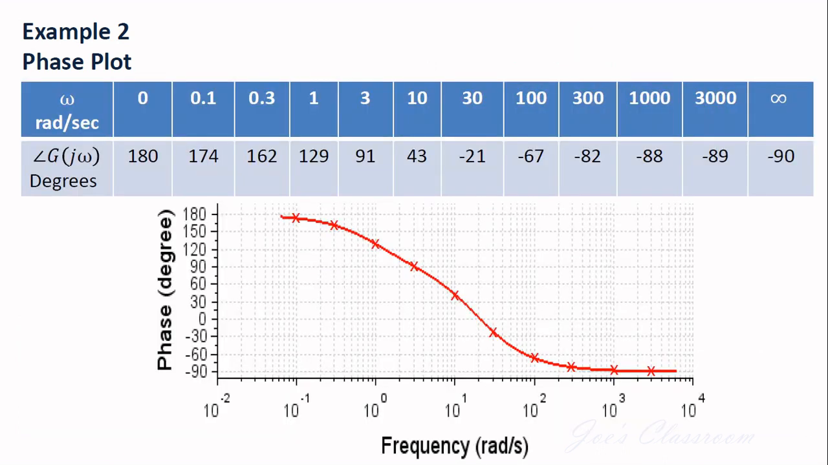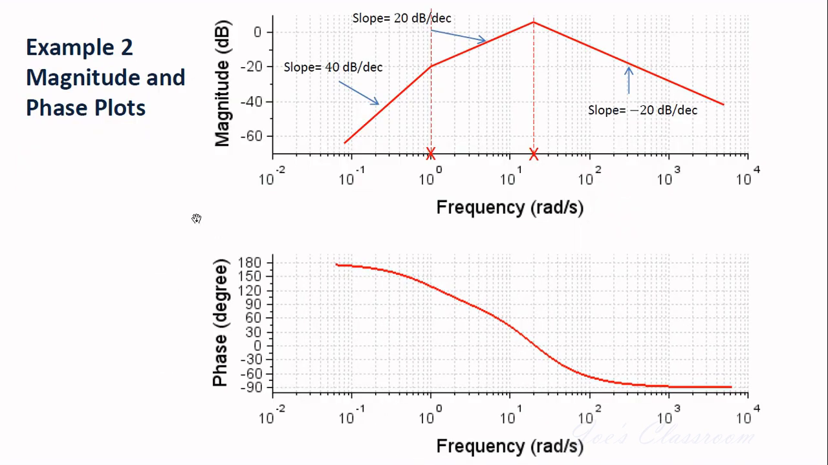So if the table is ready, I can simply mark the points and connect the points to get a smoother phase plot. So this is the magnitude and phase plots of example 2 together. Of course, you also will be drawing both the magnitude and phase plots on the same graph sheet, semi-log graph.